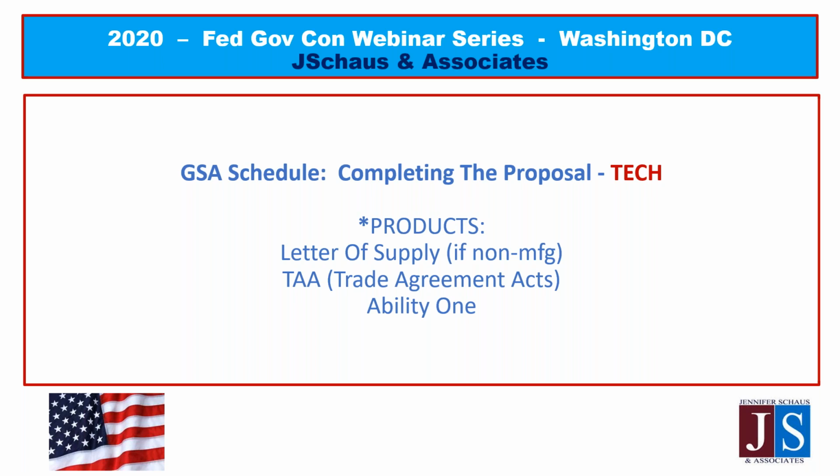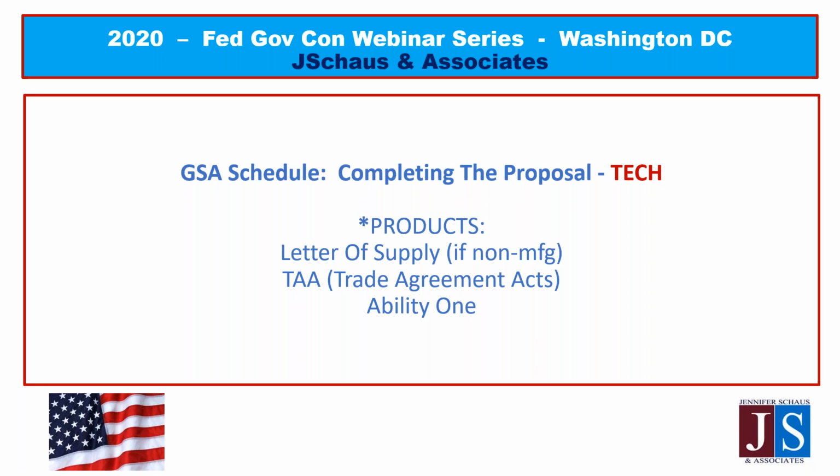Make sure that you're also complying with the Trade Agreements Act as well as Ability One. Because of the coronavirus, there are some exceptions to various products for TAA, but you're still going to need that letter of supply. And TAA and Ability One will change. Those are very fluid regulations that sometimes go through changes based on various administrations.